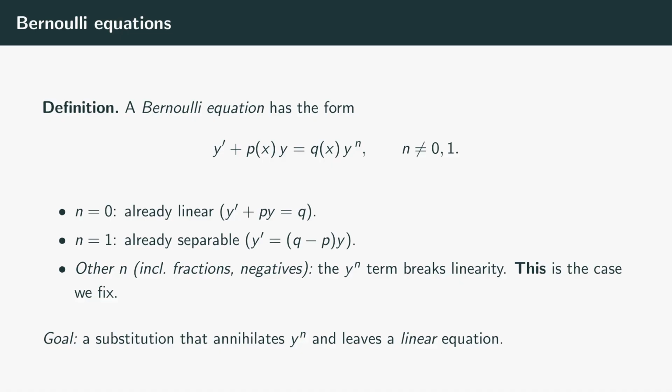But for any other n, including fractions and negative numbers, that y^n term genuinely breaks linearity, and none of our methods apply directly. Our goal is to find a substitution that annihilates the y^n term and leaves behind a clean linear equation in a new variable. Then we bring in the integrating factor from episode 4 to finish. Remarkably, one specific substitution does exactly this, every time.